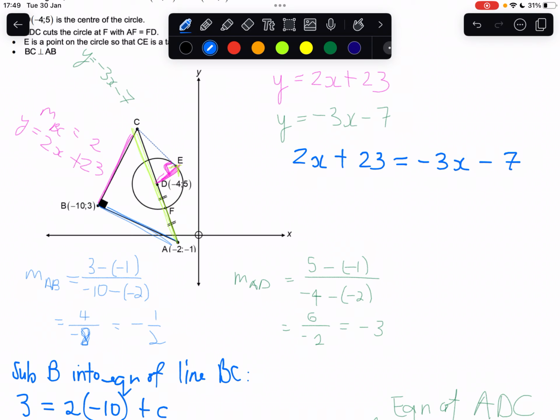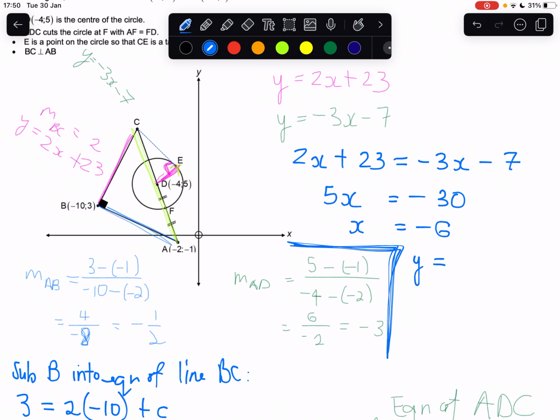If we move things around, we end up with that, and x is equal to negative 6. So we know these two equations produce the same y value when x is equal to negative 6. Let us find out what that y value is. Just going to cordon that bit off. Could use either equation, probably use both just to check, right?